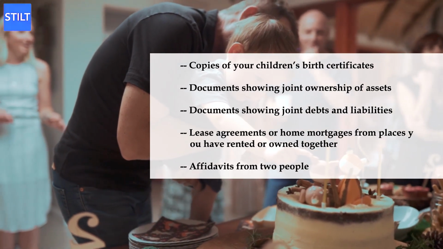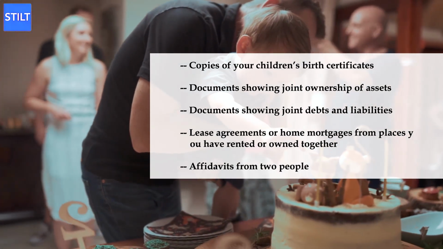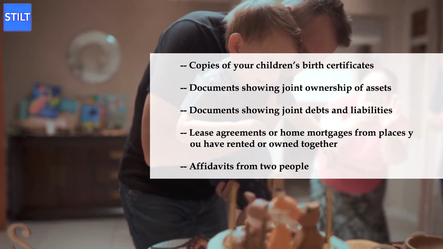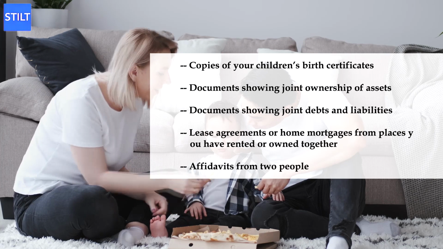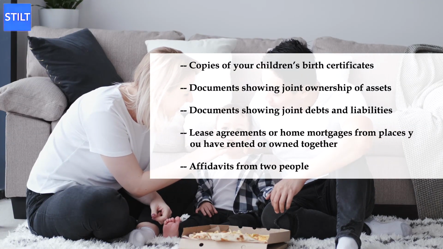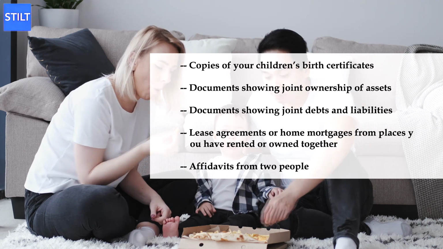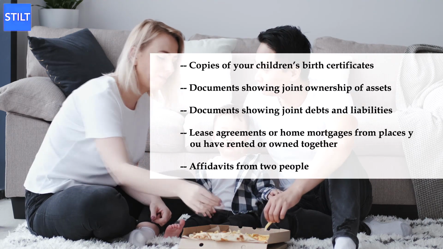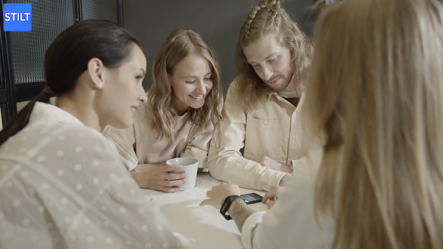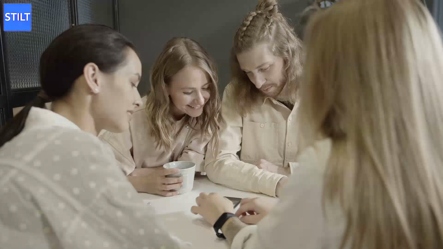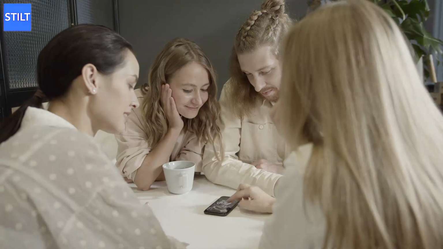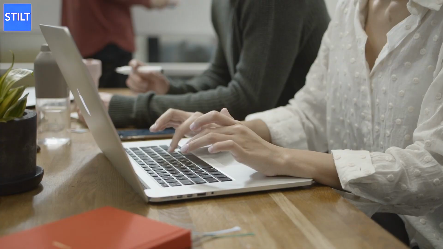This is a very strong form of evidence. Documents showing joint ownership of assets. Documents showing joint debts and liabilities. Lease agreements or home mortgages from places you have rented or owned together. Affidavits from 2 people who know both you and your spouse personally, affirming that the marriage is a real thing. These affidavits must document how they know you and how they are able to speak about the validity of your marriage. Any other documents that might support your case.